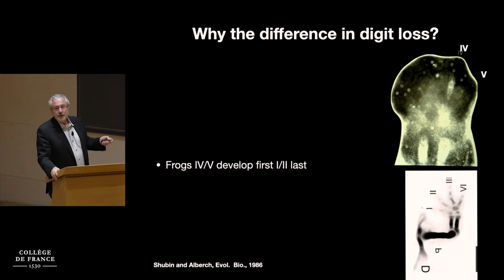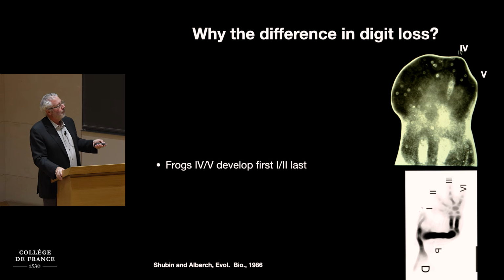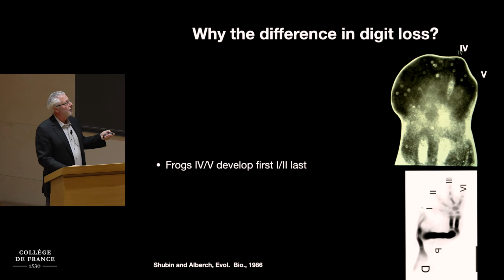Frogs, I think you see where I'm going, do the entirely opposite thing. In frogs, 4 and 5 develop first, and then 3, 2, and 1 develop later. So 4 and 5 develop first, and 1 and 2 develop last.